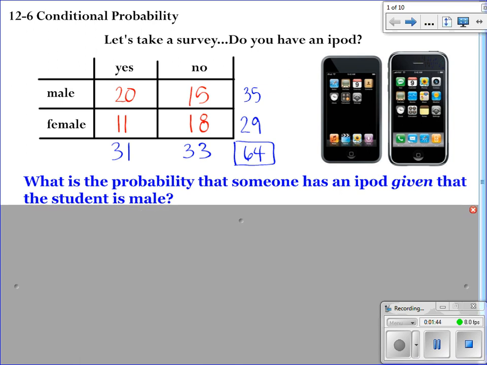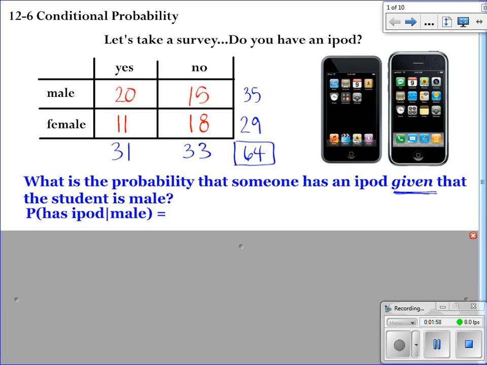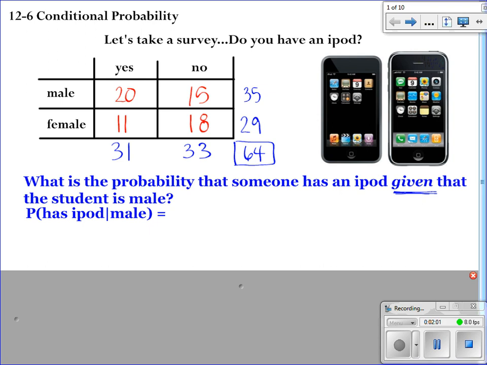What is the probability that someone has an iPod given that the student is male? So we're going to be focusing on this. This is what's called conditional probability. You're going to know part of the information, but not all of it. So a shorter way to write that is with a vertical line. This right here is the exact same thing as the sentence up above. This vertical line is the word given. What's the probability that they have an iPod given that they're a male?